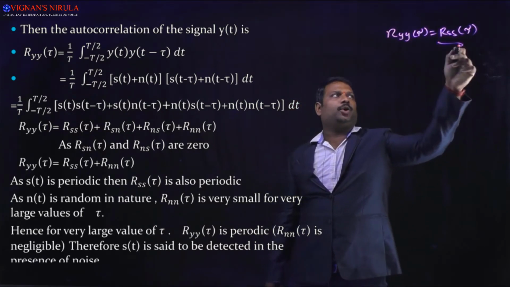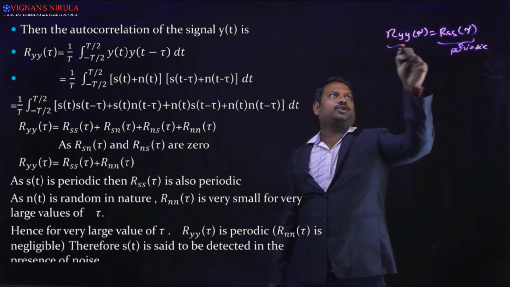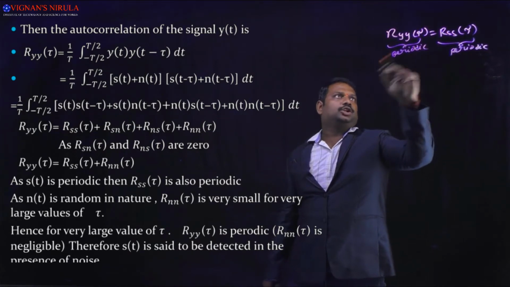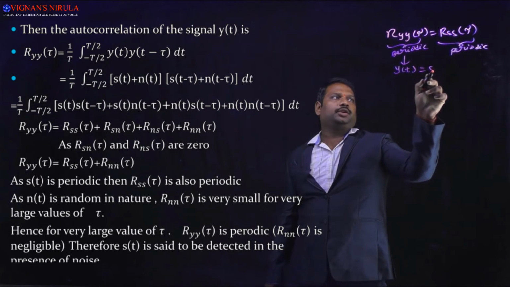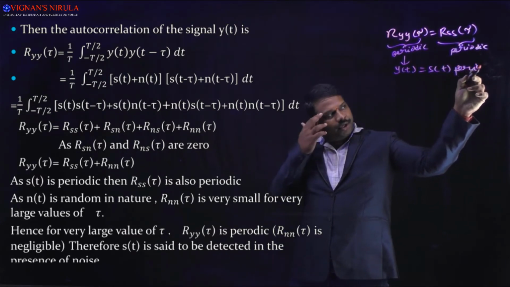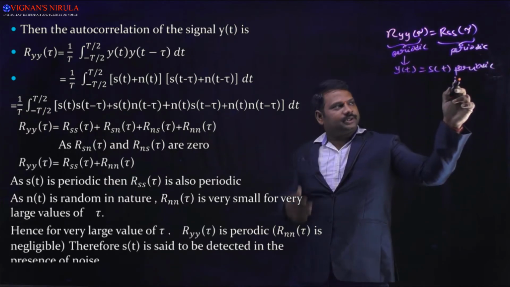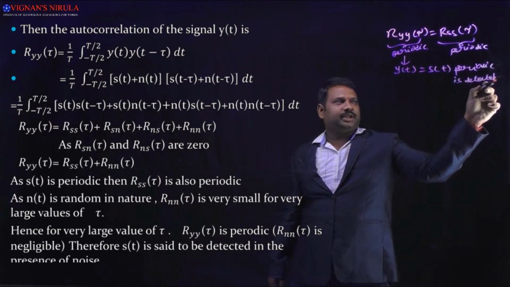As it is periodic, this Ryy of tau is also periodic. Hence, as it is periodic, our y of t is equal to S of t, a periodic signal. The periodic signal is detected.